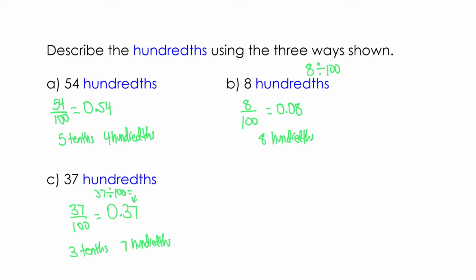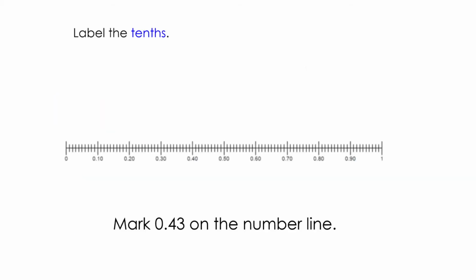Okay, next slide. So label the tenths. So the tenths are all right here. These are the tenths. So very similar to a normal ruler. This is the same. It's literally the same idea. Mark 0.43 on the number line. So you have to look for the 4, which is right over here. So 43 would be right here. 0.43. Okay.